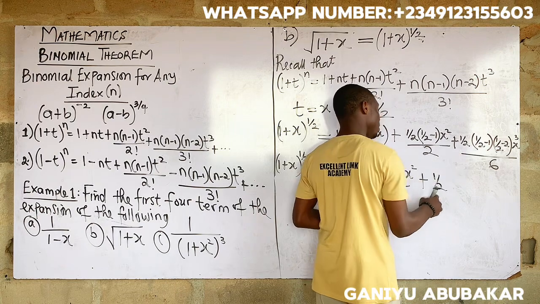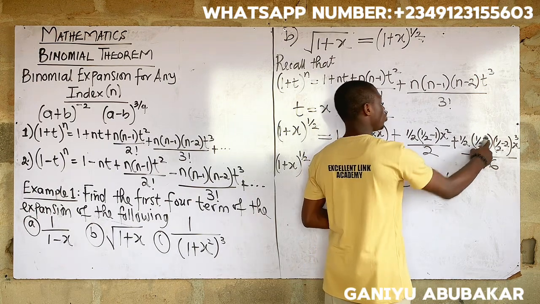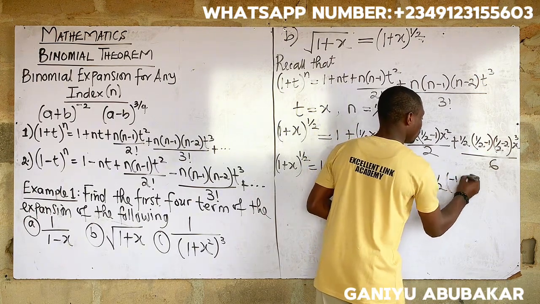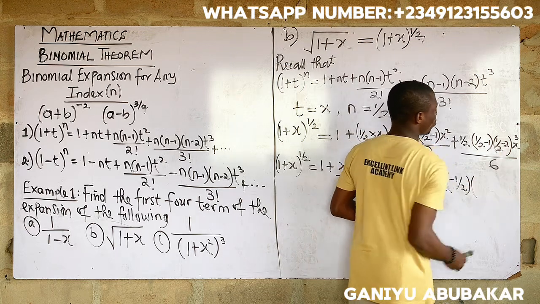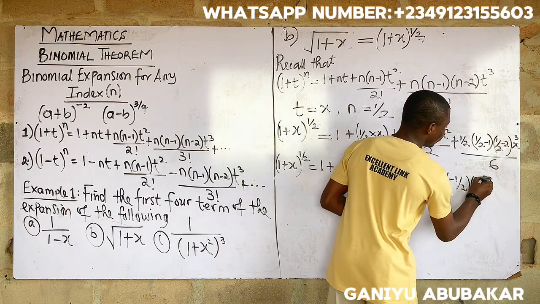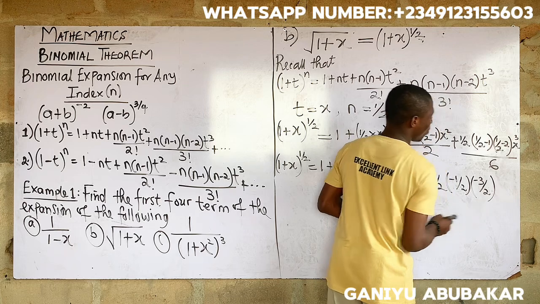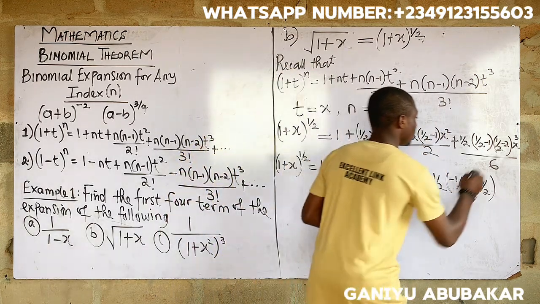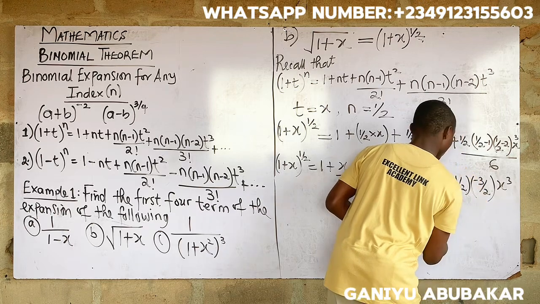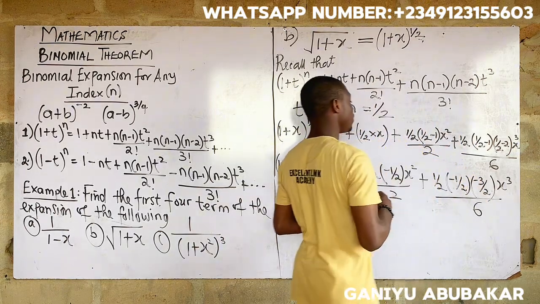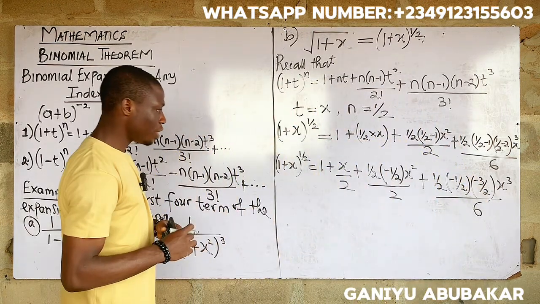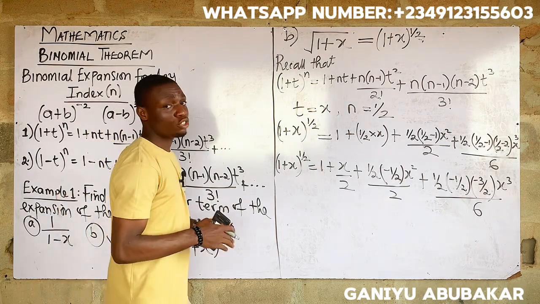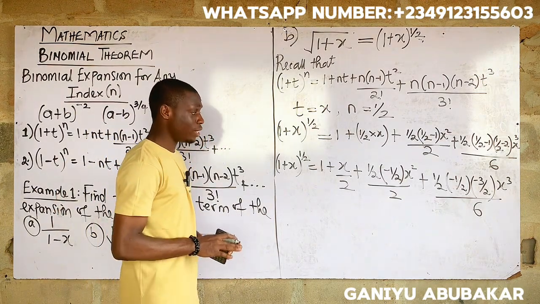This half here comes down first into half minus 1 is what? Minus half into half minus 2 is what? Minus 3 over 2, right? Then what? x cubed all over 6. So I have this. So from here now, what do we get from here? I'm just trying my best to take it slowly by slowly, step by steps.